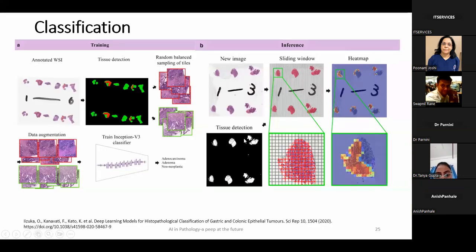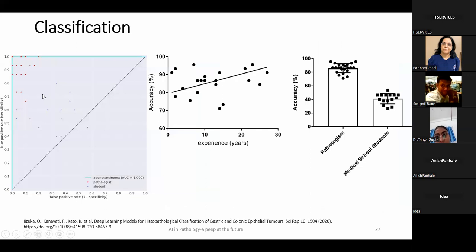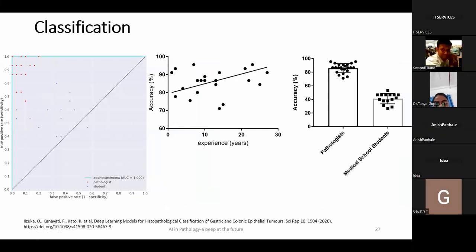Similar work has also been done on colonic cancer, and this is one of the most popular works, where we can directly, even on biopsies, identify which part of the biopsy is a tumor and which part is not. As you can see, these ROC curves show that the accuracy approaches almost 100%. And when we overlay the accuracy of pathologists and medical students, you can see that the models perform better than or equal to expert pathologists.